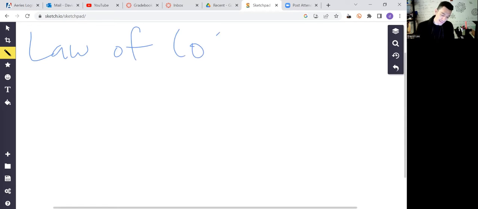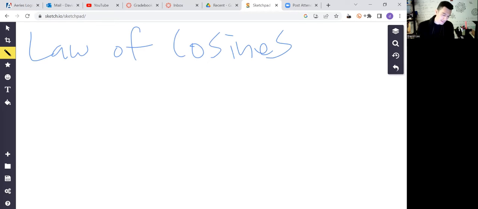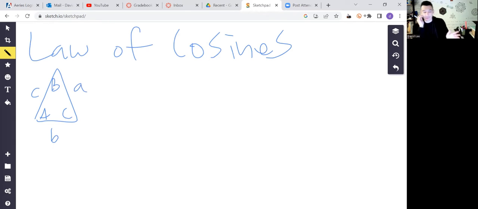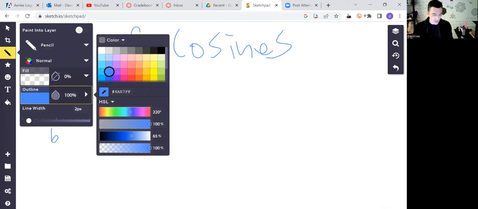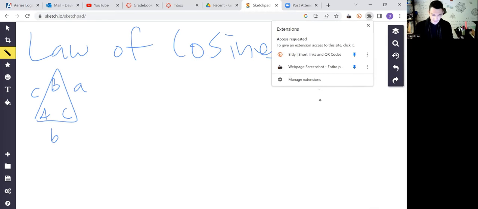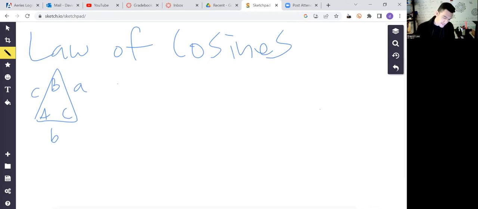Law of cosines says this. Let's say you have a triangle where the angles are A, B, C, uppercase letters. And let's suppose that little a, little b, and little c are the sides. Uppercase for angles or vertices, and lowercase for the sides of the triangle. So the law of cosines says this. Here are the relationships between A, B, and C, uppercase and lowercase. So it goes like this.